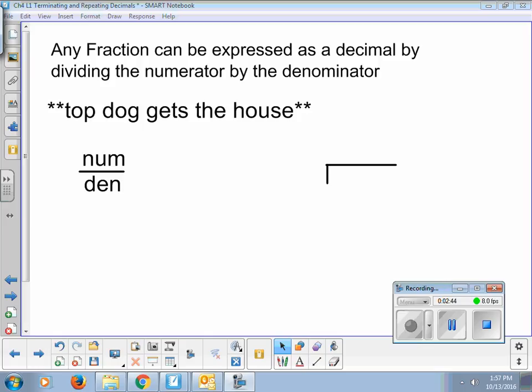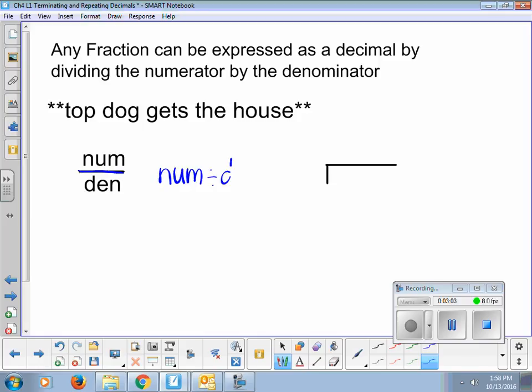In your notes, it says top dog gets the doghouse. So the top dog goes into the house when you are dividing fractions. When we have our fraction, the top part of our fraction is called the numerator. The bottom of our fraction is the denominator. We divide top divided by bottom, or numerator divided by denominator.